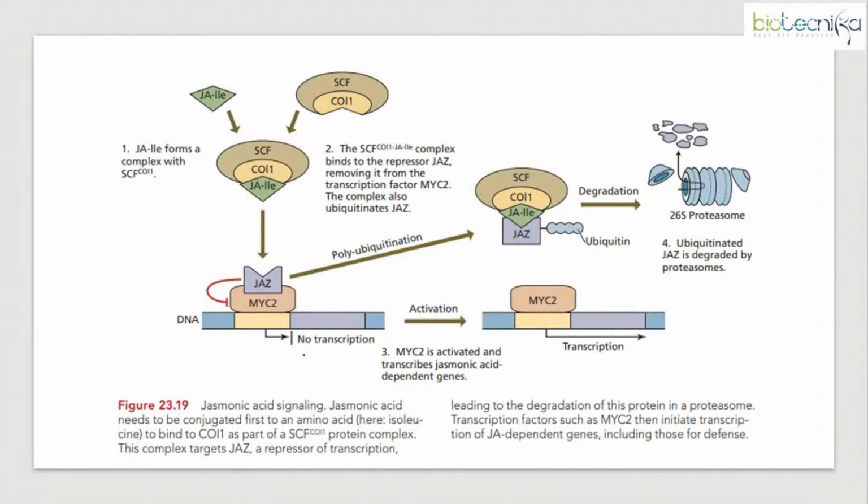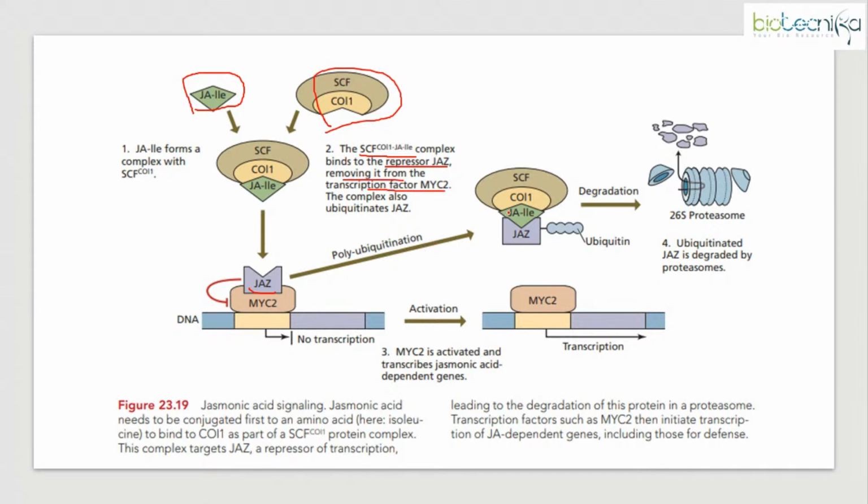This is the diagrammatic representation of the same. So you can see jasmonic acid and isoleucine combined together as a complex with SCF COI1, right? So now this forms an entire complex. Now this complex, what will it do? It will go and bind to the repressor. So JAZ is the repressor, MYC2 is the transcription factor. So this entire complex will go and bind to JAZ, removing it from the transcription factor MYC2.